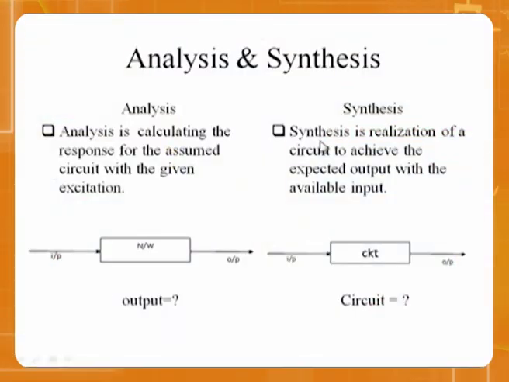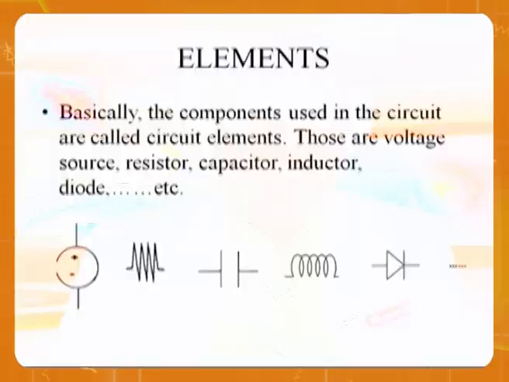That is called synthesis. So synthesis means realization of a circuit to achieve the expected output with the available input. That means in synthesis, our target is to get the circuit. So getting a circuit is synthesis. Getting output is called analysis. So these are the words I have defined: network, circuit, analysis, synthesis. Let's go for the basic elements.